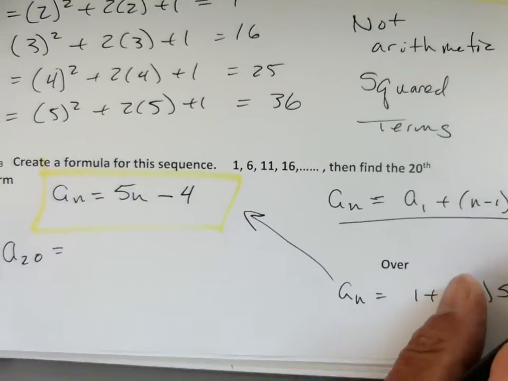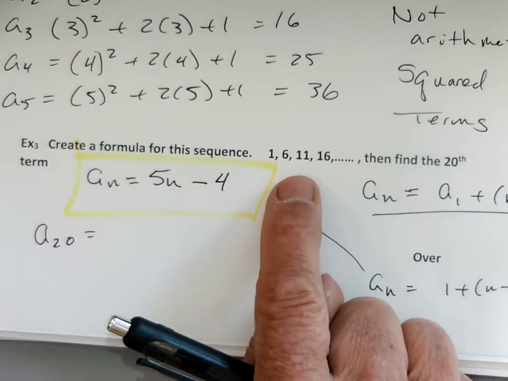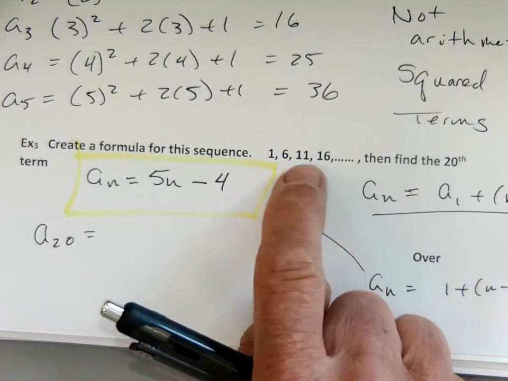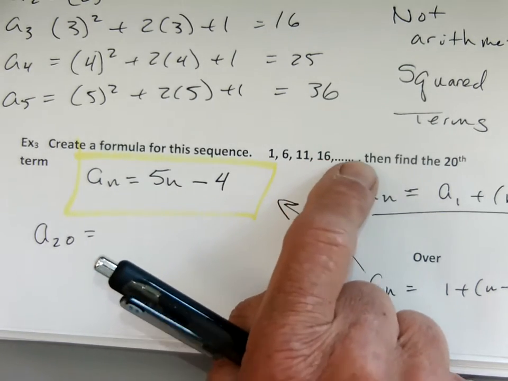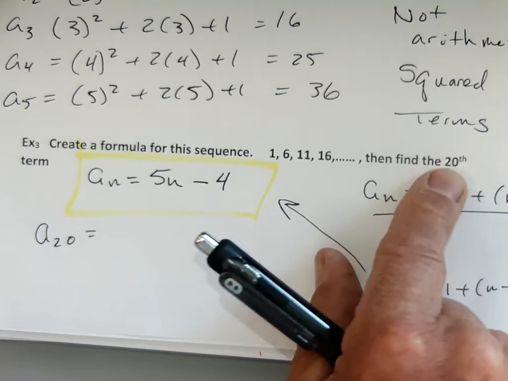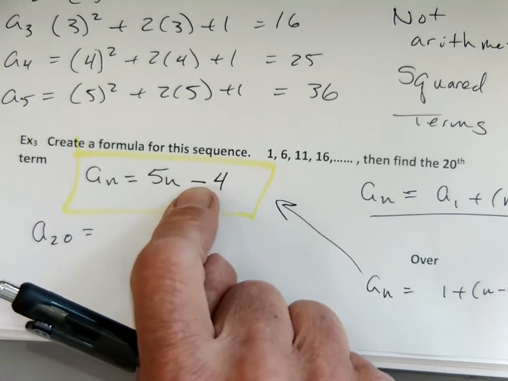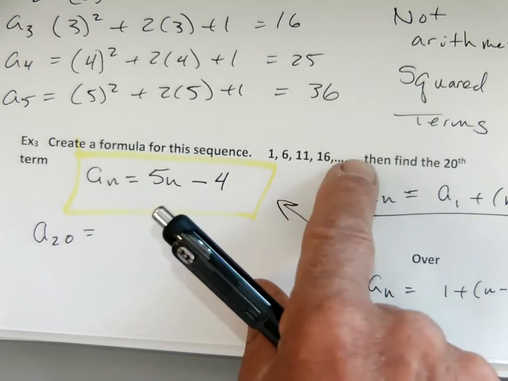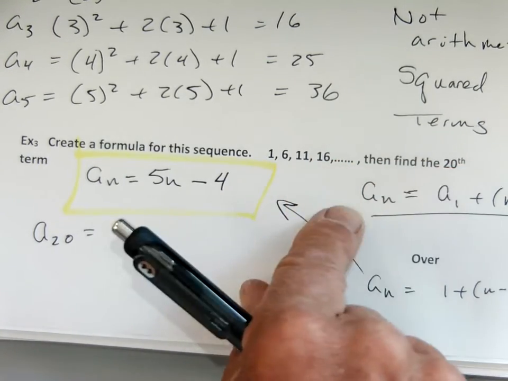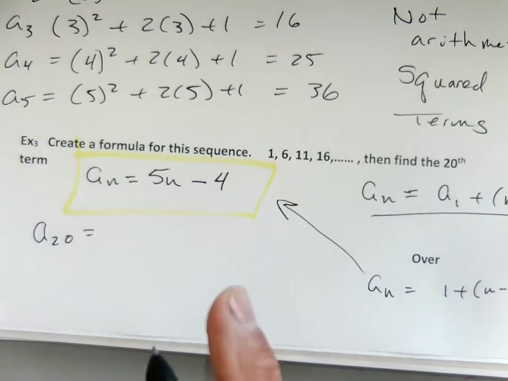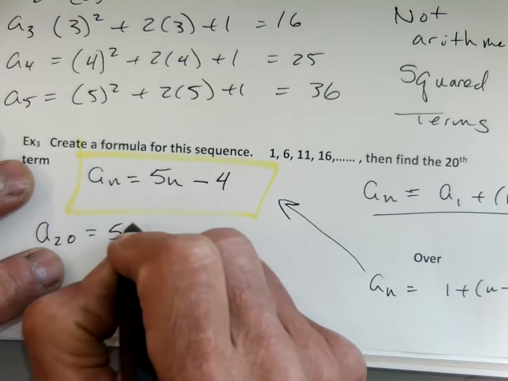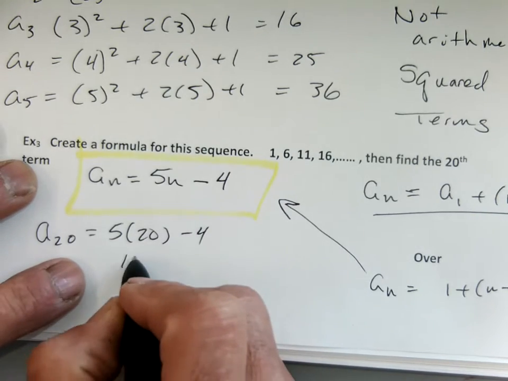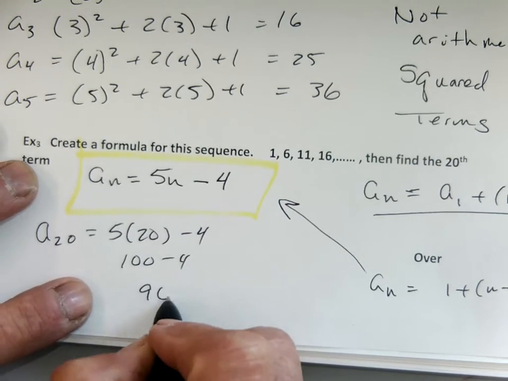A of 20, two ways to do it. One is to keep adding 5, which you can. You can just keep going, adding 5, adding 5, adding 5, until you get all the way to the 20th term. Or, let's just use our formula, okay? That's why we make a formula, right? Or how about a of 20 is 5 times 20, the 20th term, plug in 20, which is 100, minus 4, which is 96.